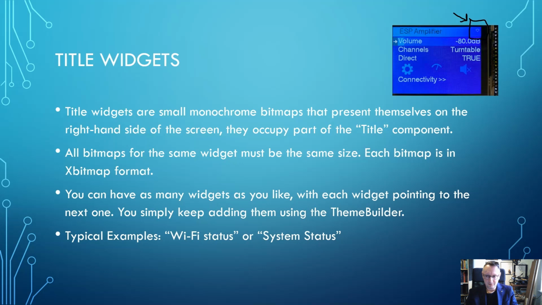Title widgets are small monochrome bitmaps, and they typically present themselves on the right-hand side of a menu title. All the bitmaps in a widget must be the same size, and each bitmap must be in XBitmap format. So you can have as many widgets as you like, with each widget pointing to the next one. And the easiest way is just to use ThemeBuilder, and ThemeBuilder allows you just to keep adding title widgets to your design. And typical examples for these widgets are Wi-Fi status or system status.